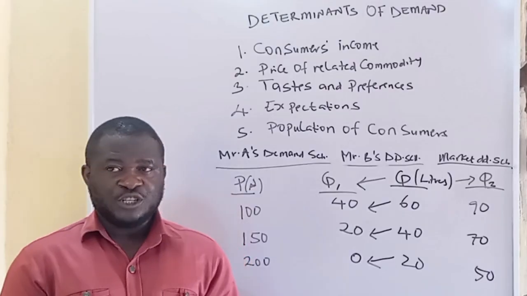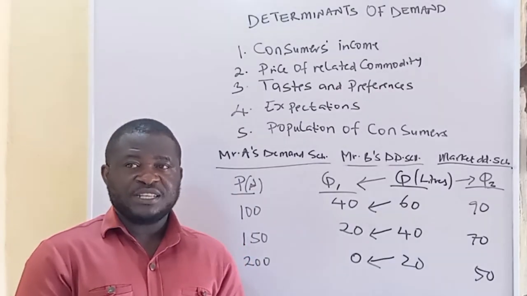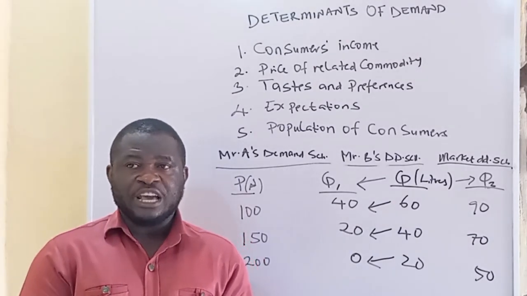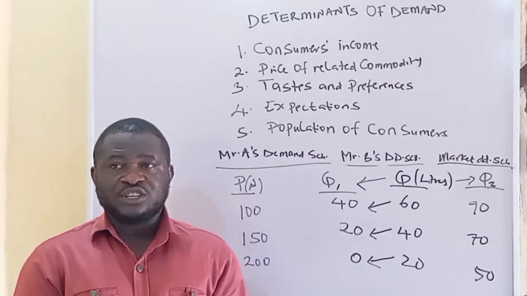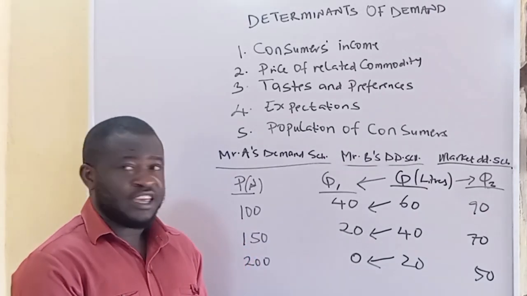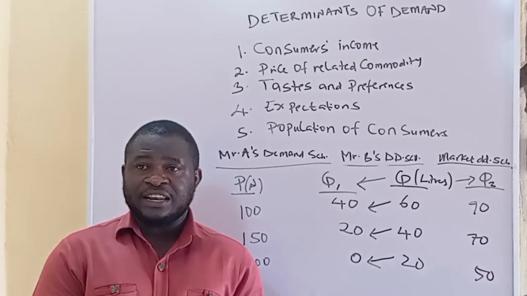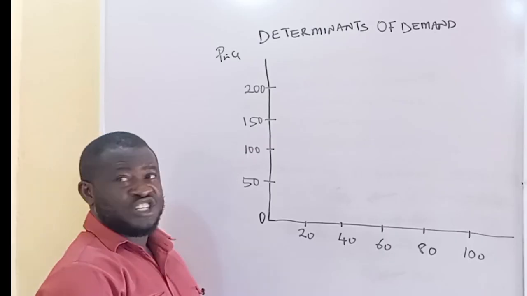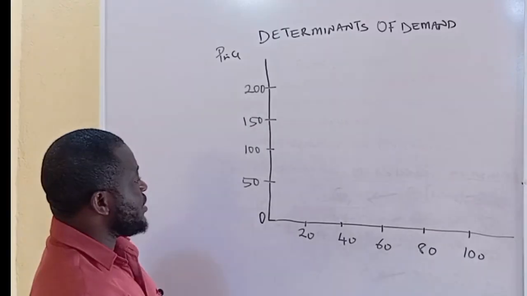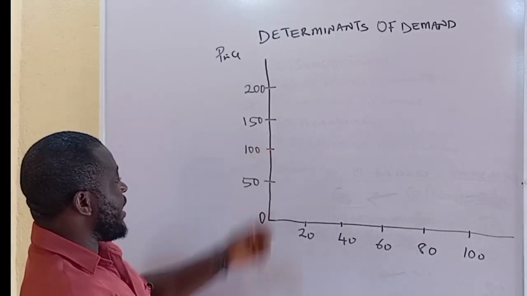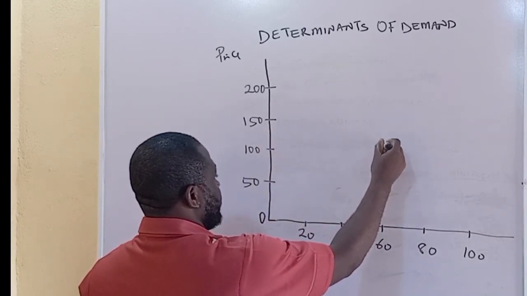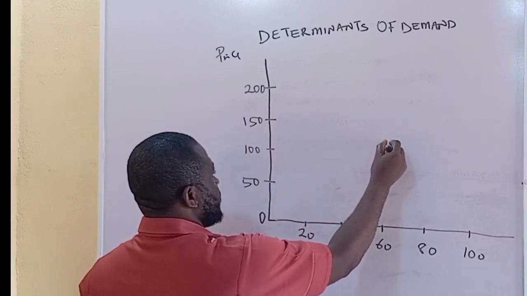Let us plot this behavior of Mr. A in a two-dimensional graph, so we can see what will be the effect of an increase in income or a decrease in income of Mr. A in terms of what happens to the demand curve. From the original demand schedule of Mr. A, when the price of a litre of petrol was 100 naira, Mr. A was willing and able to purchase 60 litres of petrol, which is at this point.